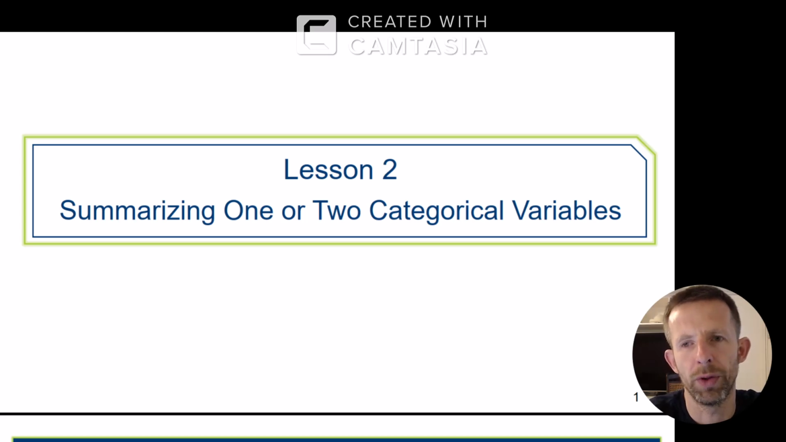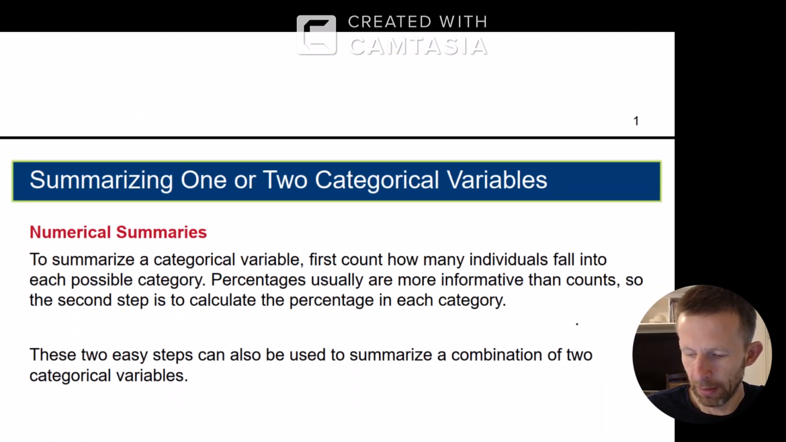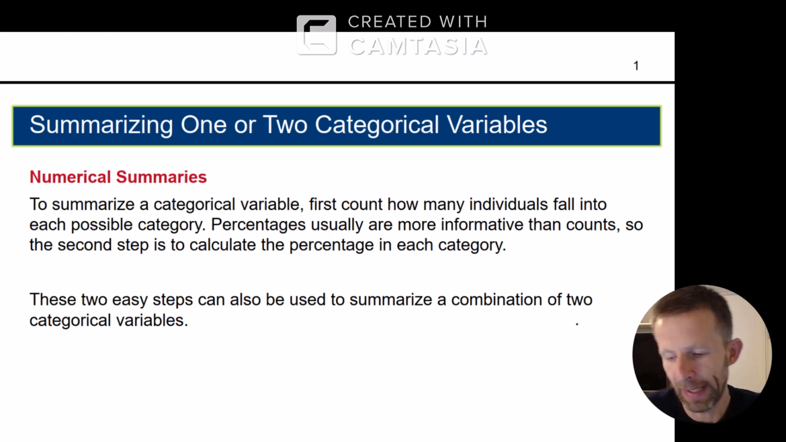Hey guys, we're going to be looking at our second lesson, which is working with one or two categorical variables. To summarize a categorical variable, we want to count how many individuals fall into each possible category. Percentages usually are more informative than counts, but we'll work with both.